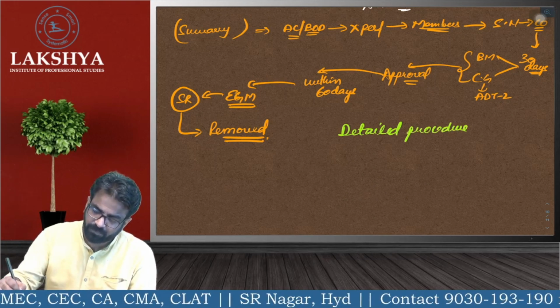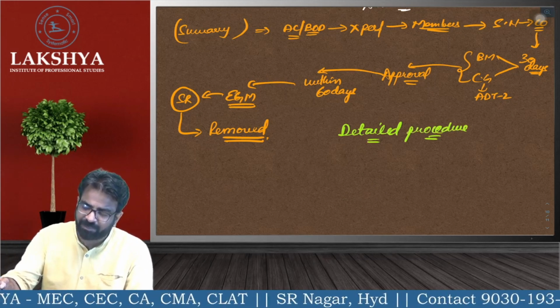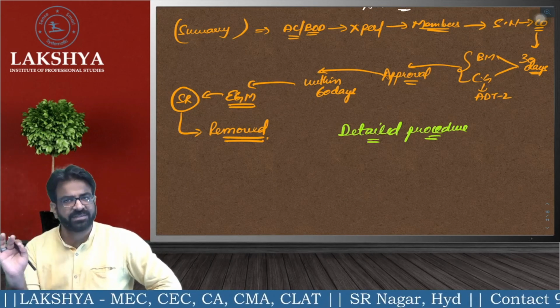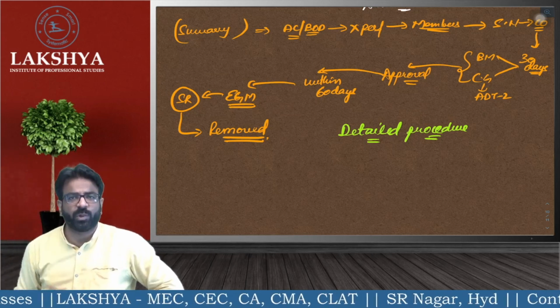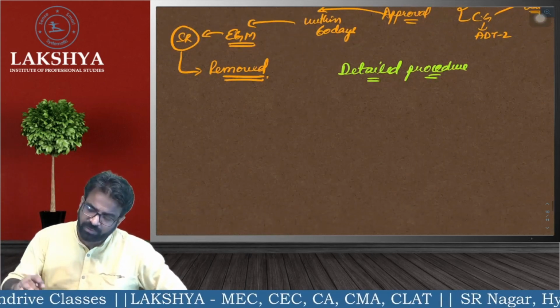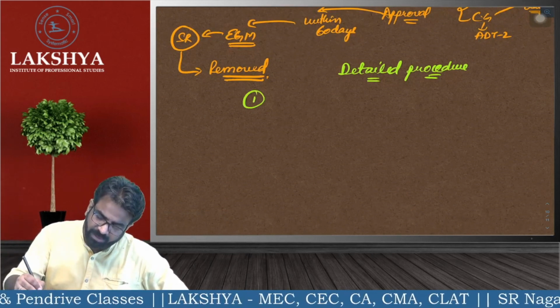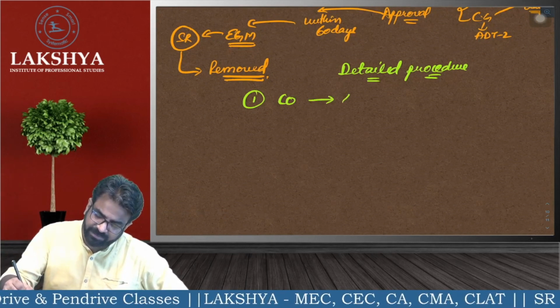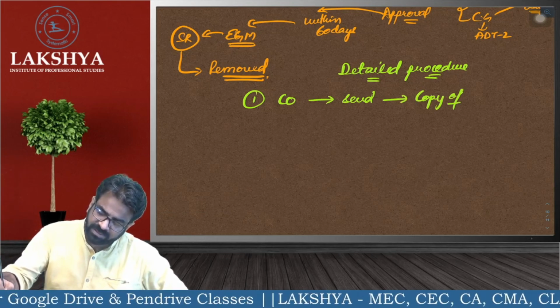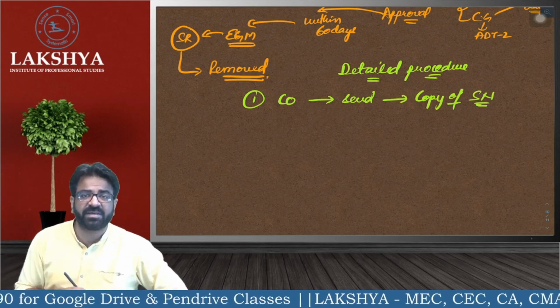Understand. Now tell me one thing. How many days is the company having to conduct an EGM? 60 days. Now during these 60 days, what is the company going to do? During these 60 days, point number 1, company will send a copy of special notice.